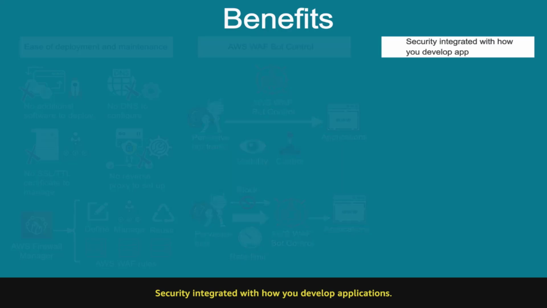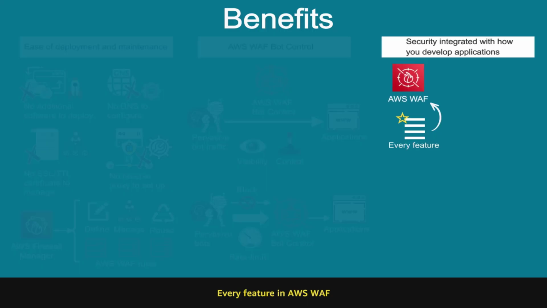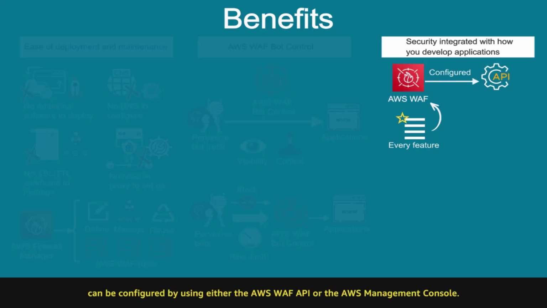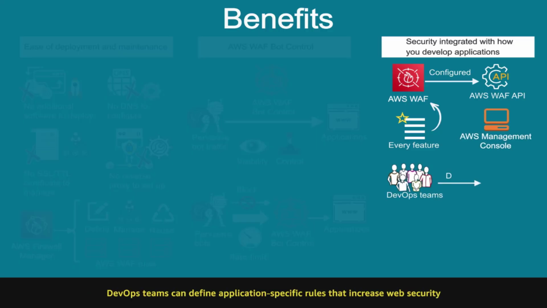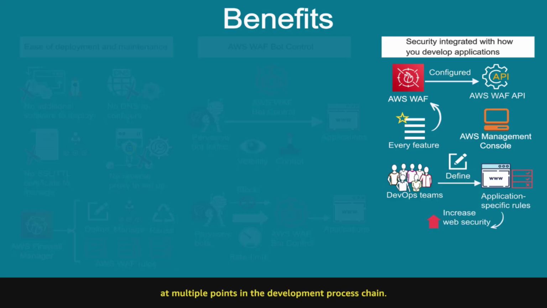Security integrated with how you develop applications. Every feature in AWS WAF can be configured by using either the AWS WAF API or the AWS Management Console. DevOps teams can define application-specific rules that increase web security at multiple points in the development process chain.